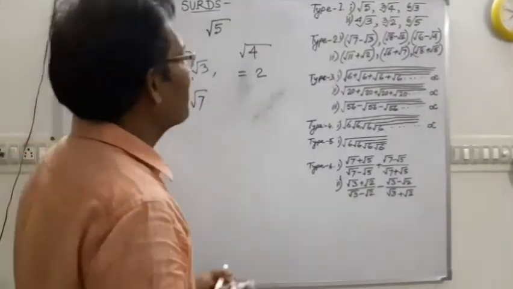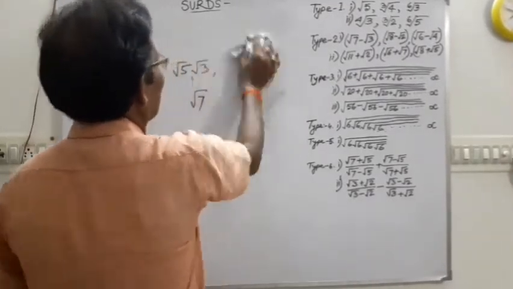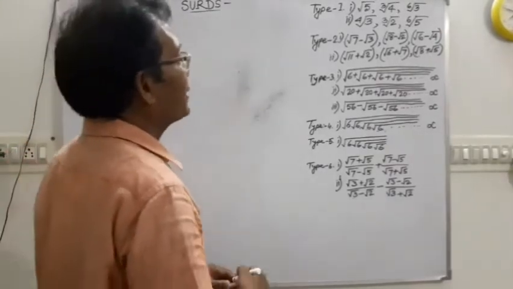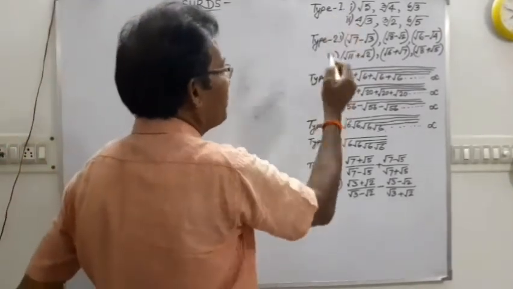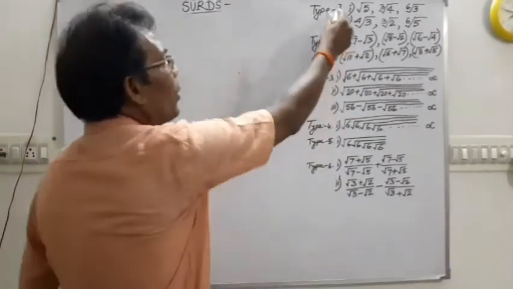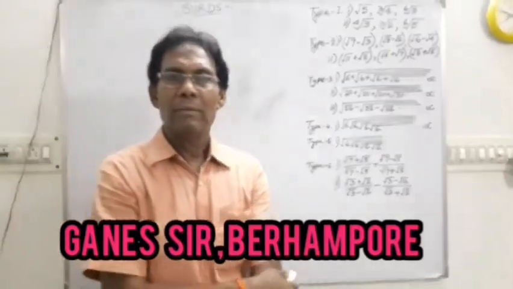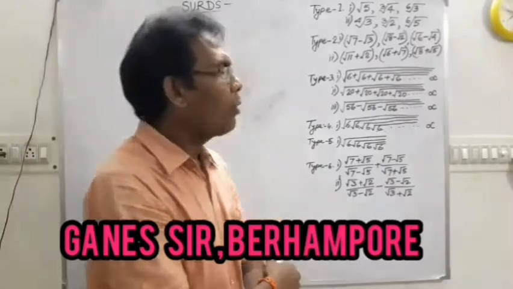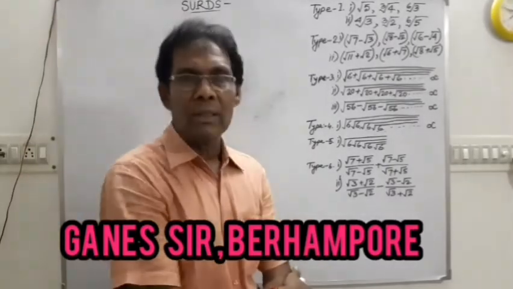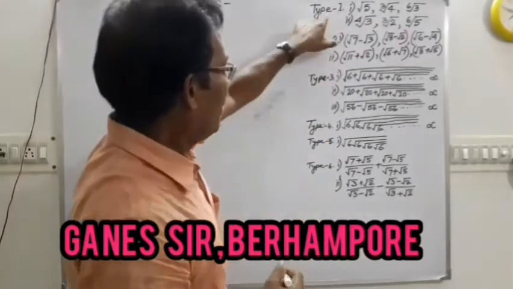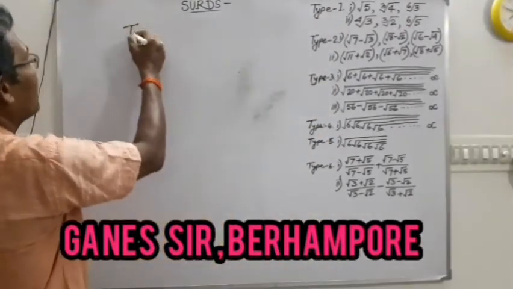There are so many types of surd simplification. Today, we will discuss type 1, type 2, and type 3. Type 1 and type 2 are about ascending order and descending order. How can we calculate ascending order and descending order? What is the tricky method? First, type 1.